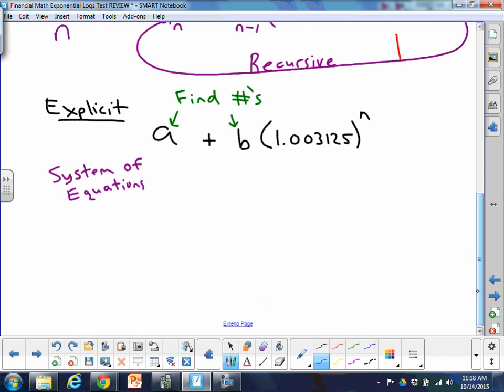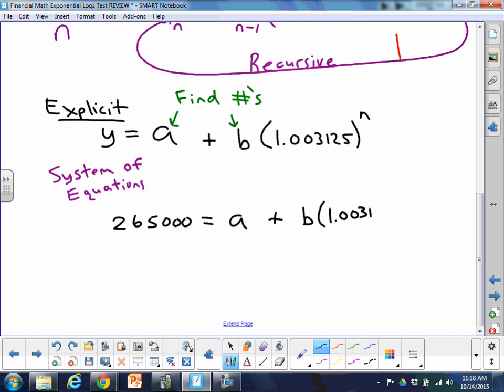So for the first one, think of this as like a y equals. The y value initially was 265,000. It equals some A that we don't know, plus some B that we don't know, times that growth factor, and the exponent, that was after 0 months. That was the n there. Okay, I'll do the same thing now with the second row.